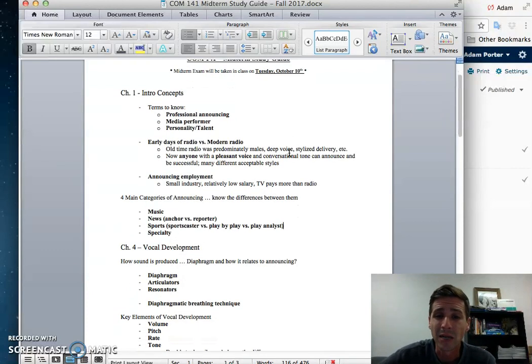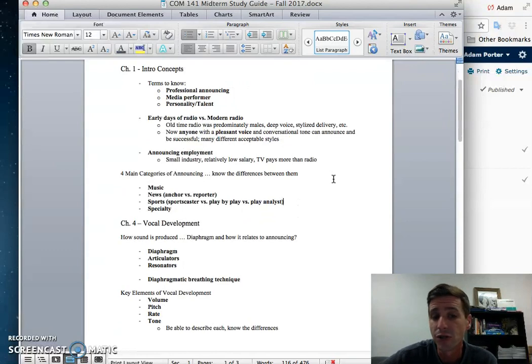Announcing employment, I'm not going to be asking you specific numbers, but you should know that in a broader context, looking at it from a farther perspective, we can look at the broadcast announcing industry as a rather small industry. Also, unfortunately, what we would define as relatively low or medium range salary. Like we talked about, you're typically not going to get rich in radio unless you are lucky enough to make it to one of those high level commercial radio stations in a large metropolitan market.